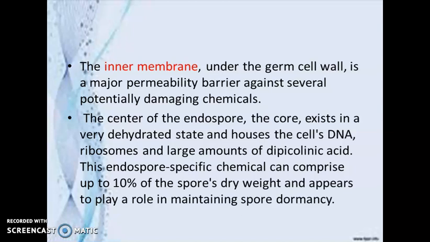Next is the core, which is the center of the endospore. It exists in a very dehydrated state and it houses the cell's DNA, ribosomes and a large amount of dipicolinic acid. This endospore-specific chemical comprises up to 10% of the spore's dry weight and appears to play a major role in maintaining spore dormancy. So it has a major role in maintaining the dormant structure of the spore.